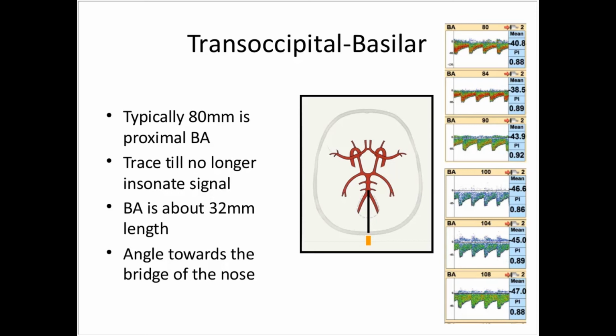For the basilar artery, it's typically 80 millimeters is the proximal basilar. We usually go by the depth because, again, this area of the confluence of the vertebral basilar junction is not always detected by TCD. We trace the basilar until it's no longer insonated, and it's a pretty long artery. It's about 32 millimeters in length. When you place the probe on the back of the neck, we angle towards the bridge of the nose. Flow direction is below baseline, or away from the probe.